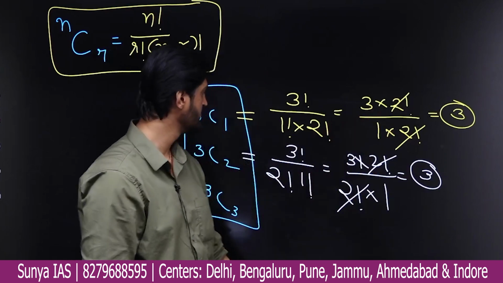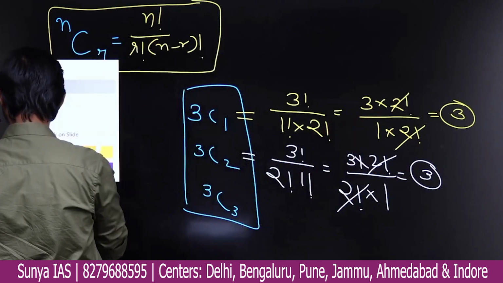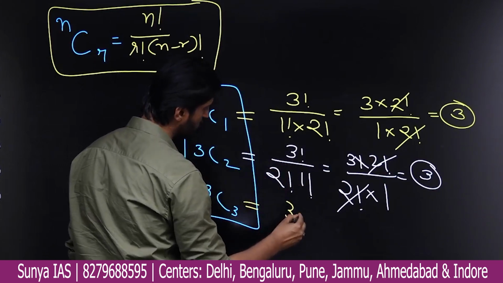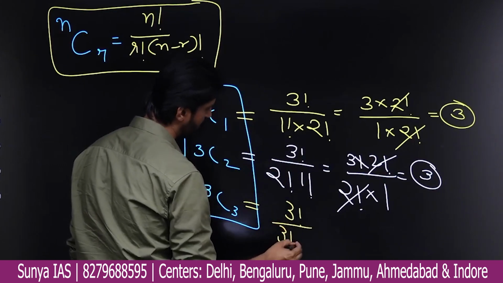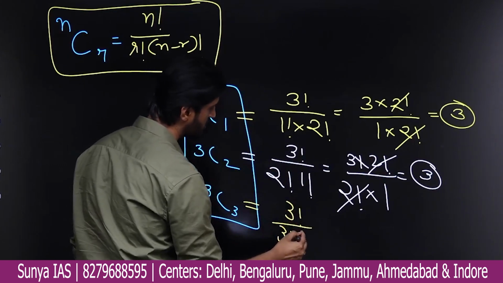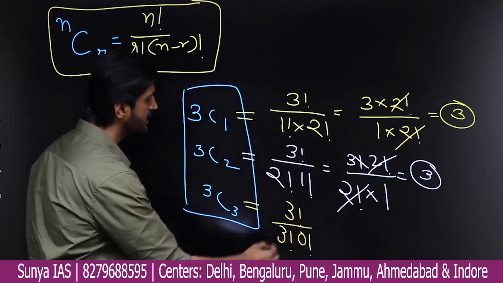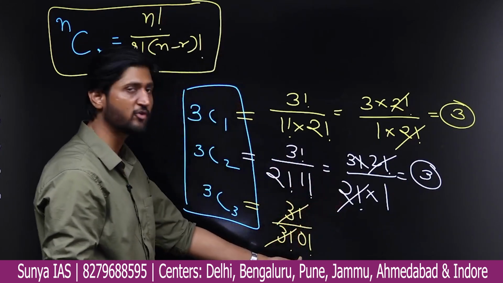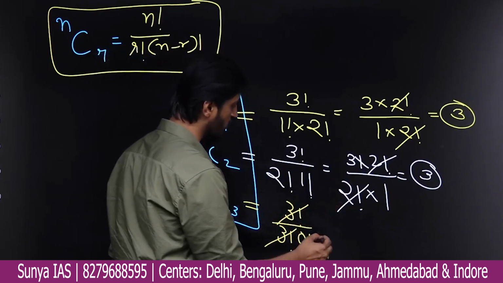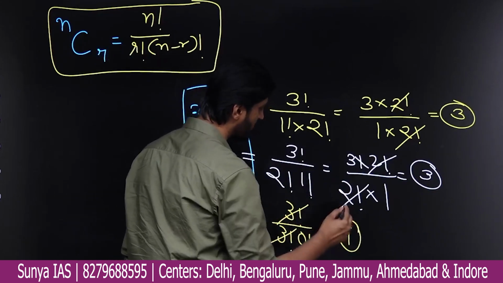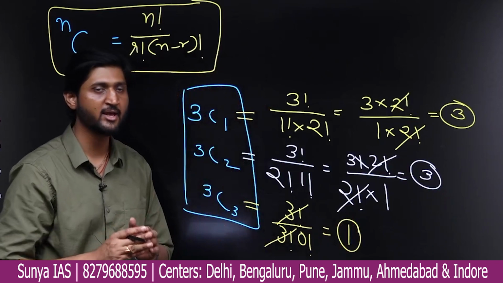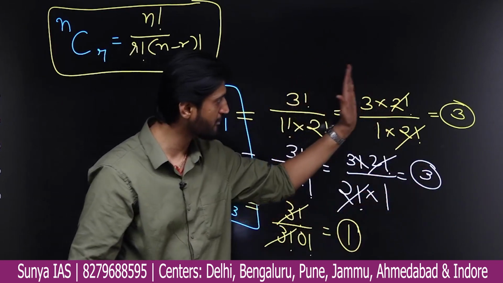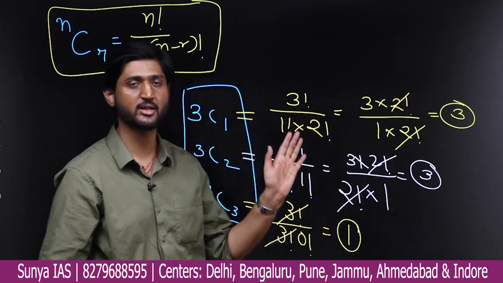And finally we have the last part, 3C3, that would be simply 3 factorial divided by 3 factorial and (3 minus 3) would be 0 factorial. Now this 3 factorial and 3 factorial can be totally cancelled, and also 0 factorial, as we saw, the value was equal to 1. So overall we will have only one way of selecting 3 alphabets out of 3 alphabets as we saw earlier. So this is the mathematical way of representing the same thing.